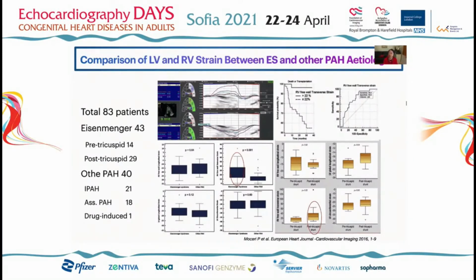And this transverse strain is a specific parameter that can predict their survival probability. So with this strain, more than 22% had much better survival compared with patients with less than 22%.